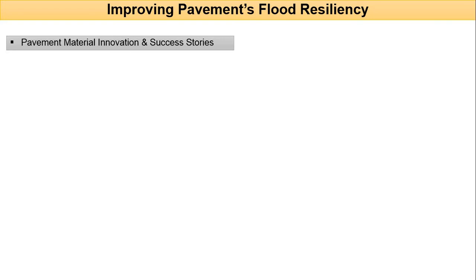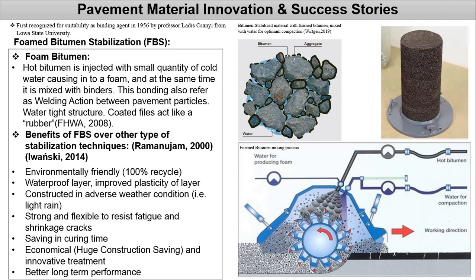So far we have talked about the O&M strategies, but which kind of material and which technique we use is also important for flood resiliency, as it defines the flood resiliency of the pavement. There are many flood resilient materials that can be used for treatments, but I would like to talk about FBS, foam bitumen stabilization, because it has its own benefits over other stabilization techniques. The suitability of FBS was first recognized in 1956 by Professor Ladis.